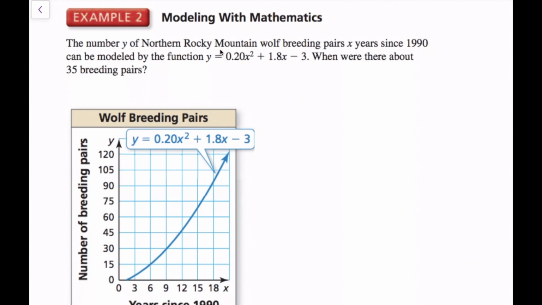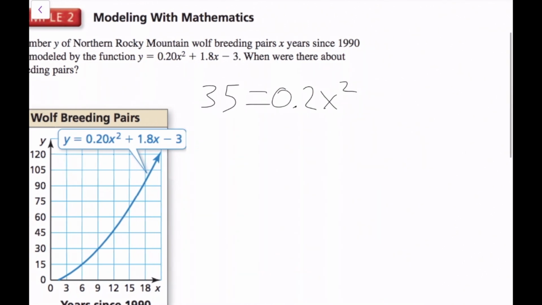So our equation is actually going to look like this. 35, because that's how many breeding pairs we want for y, equals 0.2x squared, we don't know what x is yet, plus 1.8x minus 3.